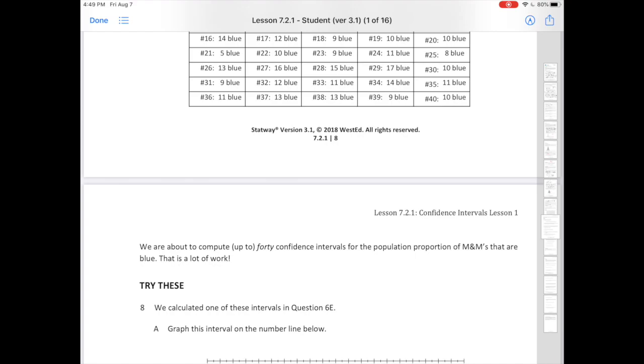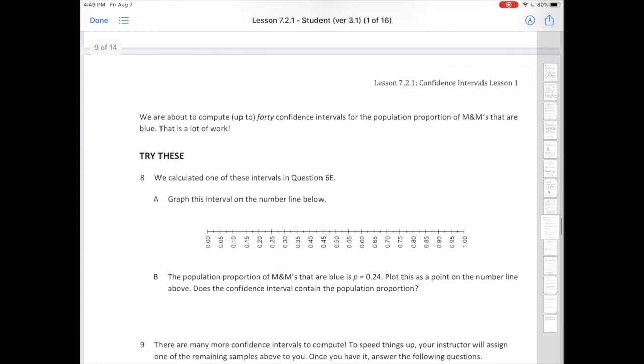We're about to compute up to 40 confidence intervals for the population proportion of M&Ms that are blue. That is a lot of work, so we're not actually going to do this 40 times. If we were in a class, I would have all of you do one of these, and then we would get our answers all put together.